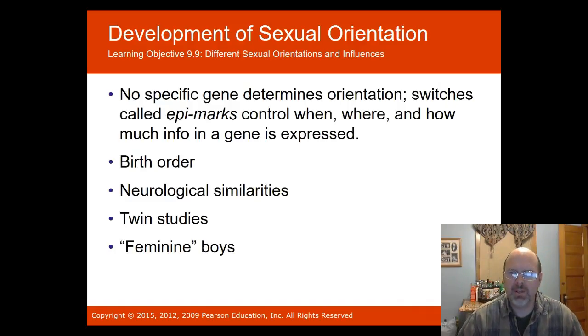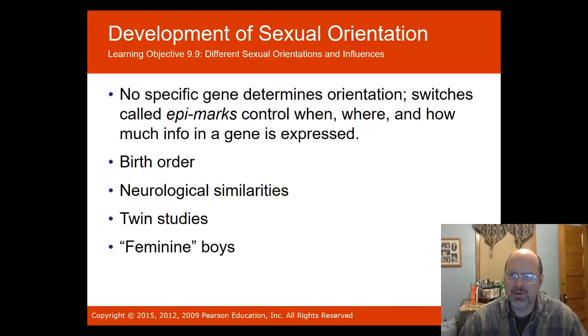Next is birth order. Blanchard in 2001 found that the more older brothers a man has, the more likely the younger man will become homosexual. So a young man who's got several older brothers is more likely to be homosexual.